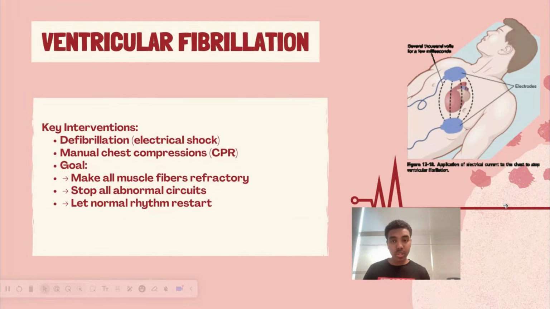How do we stop ventricular fibrillation? Defibrillation. You give the guy an electrical shock. You put all the muscles in refractory period, or manual chest compressions like CPR. Why do we do that? It makes all muscles refractory, stop all abnormal circuits, let normal rhythm restart. Basically, you give it a restart, just like a computer. When the computer starts lagging, you give it a restart, and it all starts working again. Same thing with the heart.